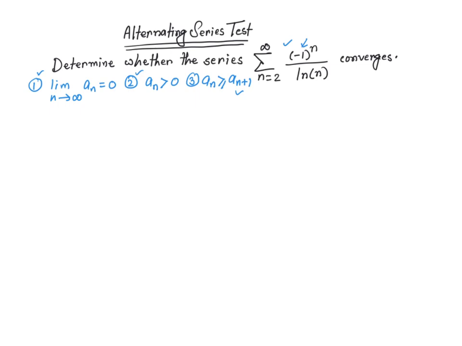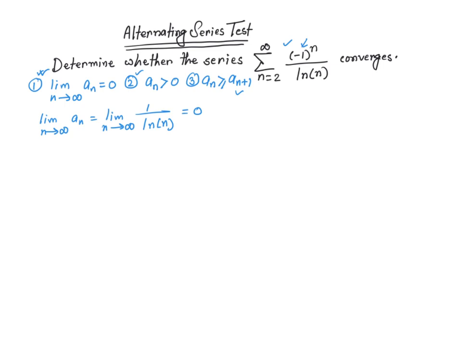All right, so let's go ahead and check each of these conditions for this one. Obviously the limit as n approaches infinity of a n is equal to the limit as n approaches infinity of 1 over ln of n. As n goes towards infinity, ln of n goes towards infinity as well. As a result, 1 over ln of n goes to 0. So that's good. This checks.